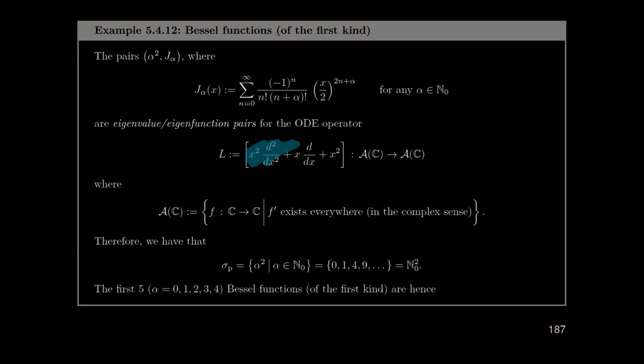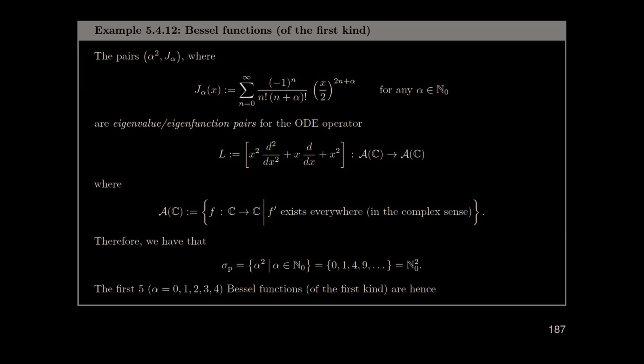operators. In fact, the Bessel operator is x squared, 2 derivatives in x, plus x times 1 derivative in x, plus x squared by itself. So you just define a specific operator, and then you have a class of eigenvalues associated to eigenfunctions for a specific set of eigenvalues. And so you can find the point spectrum here, which is all squared natural numbers, including 0. So you get 0, 1, 4, 9, and so on. These are the eigenvalues of the Bessel operator.